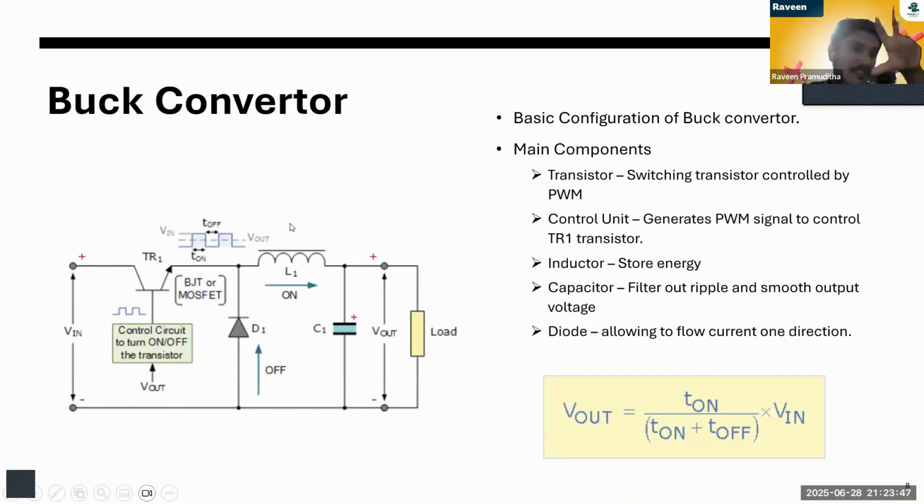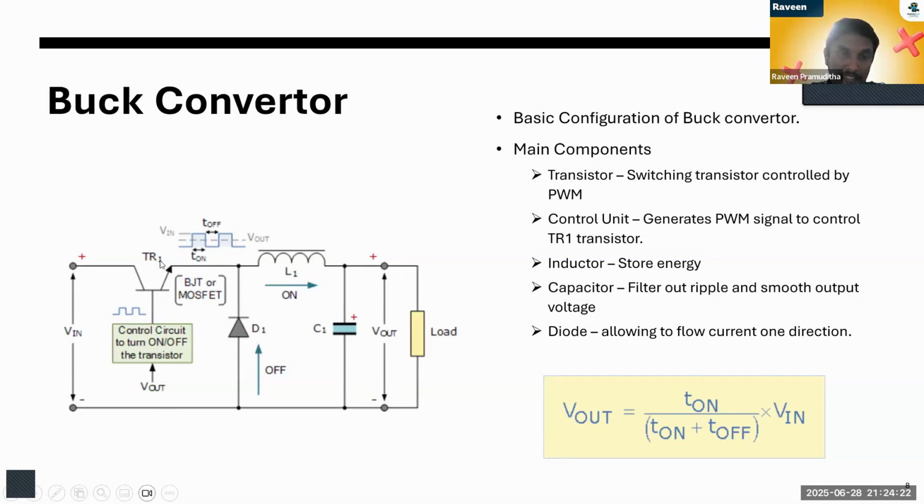So this is the main configuration for the buck converter circuit. Here you can see this is the control circuit for the buck converter. This controller provides the PWM signal. According to the PWM signal, this transistor output will change. If the PWM is in on state, this transistor will be on, so the current goes through the inductor, the load, and this path.